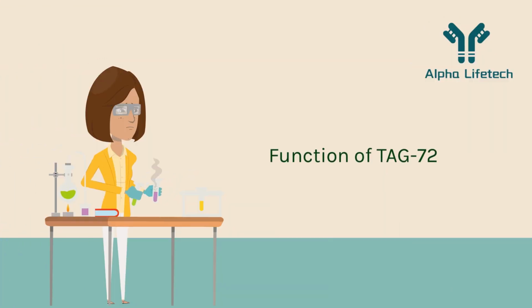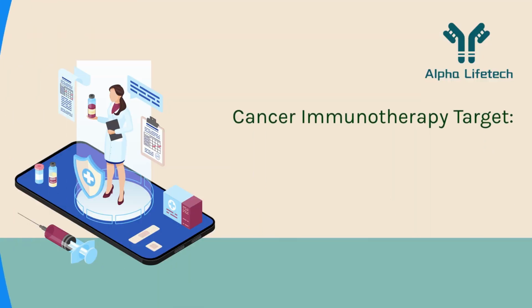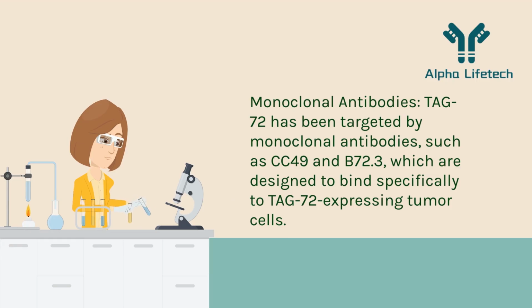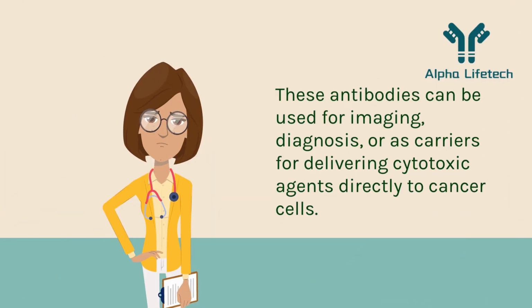Function of TAG-72. Cancer immunotherapy target. Monoclonal antibodies. TAG-72 has been targeted by monoclonal antibodies, such as CC49 and B72.3, which are designed to bind specifically to TAG-72 expressing tumor cells. These antibodies can be used for imaging, diagnosis, or as carriers for delivering cytotoxic agents directly to cancer cells.